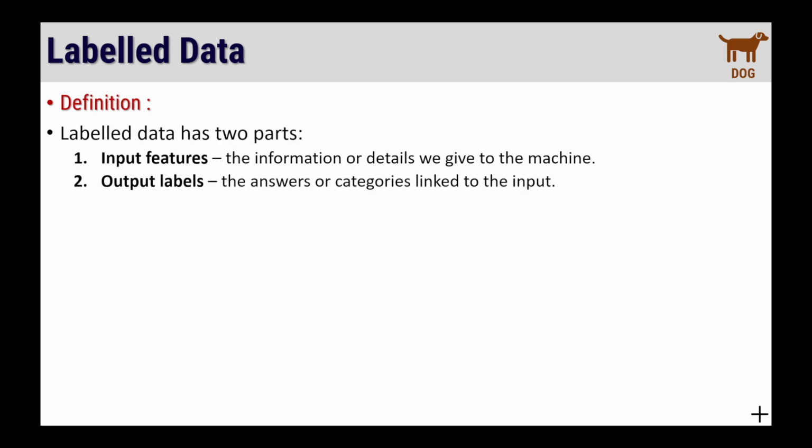See, labeled data has two parts, input features and output labels. Input features means the information or the details that we give to the machine. And the output labels means the answers or the categories linked to that input. This type of data is used to train a supervised machine learning model. Let's look at one data set.